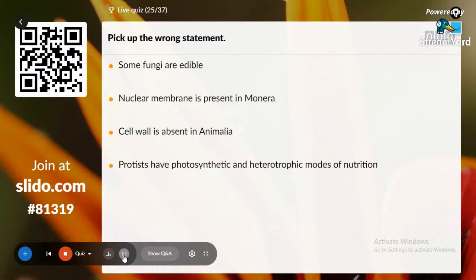25th question on the screen. Again, a simple and humble question. Have the josh in the class and select the correct answer for the question. Pick up the wrong statement. Some fungi are edible. Yes, there are certain fungi which are edible. Morels and truffles are edible fungi, right? Nuclear membrane is present in Monera. Cell wall is absent in Animalia. Yes, it is correct, cell wall is not present in Animalia. Protists have photosynthetic and heterotrophic modes of nutrition. Absolutely, you guys rocked.